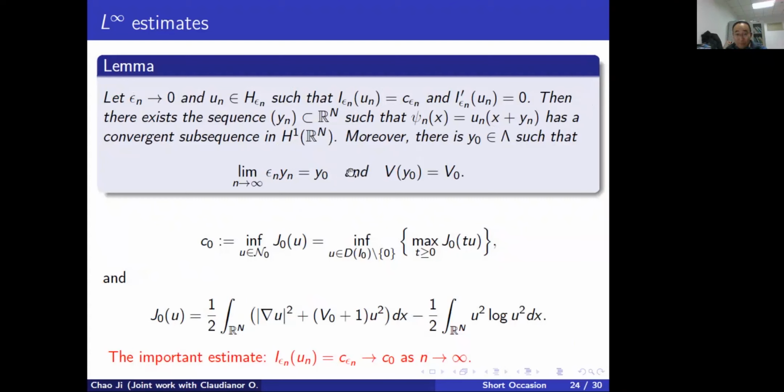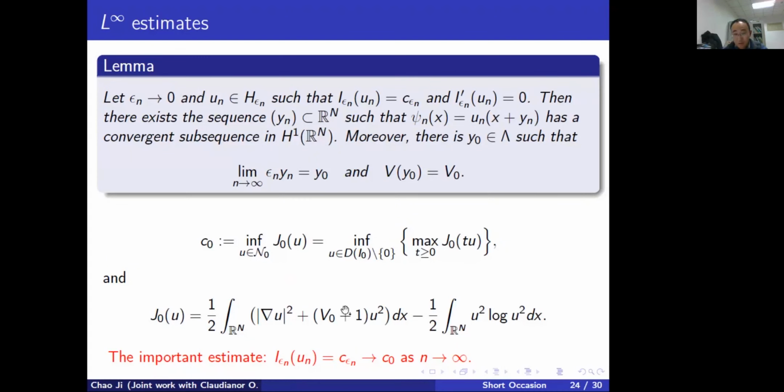In order to prove this lemma, we need an important estimate: C epsilon n goes to C0. This energy goes to the ground state energy of the limiting equation. This is the functional corresponding to the limiting equation. As I said, I mentioned the main idea of the proof of this lemma.